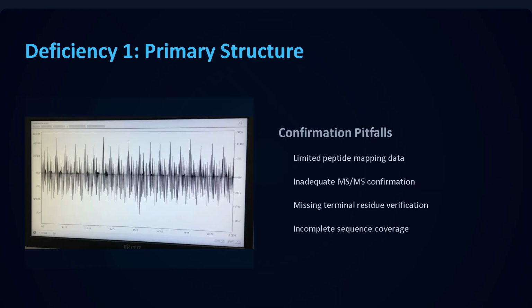The first major deficiency involves primary structure confirmation. Regulators expect clear evidence that the peptide sequence in the generic product is identical to the reference product. However, submissions sometimes provide limited peptide mapping data or incomplete MS-MS confirmation. Another common gap is the lack of verification of terminal residues, which can significantly influence peptide stability and activity. To avoid these issues, sponsors should ensure complete sequence coverage and robust analytical confirmation.